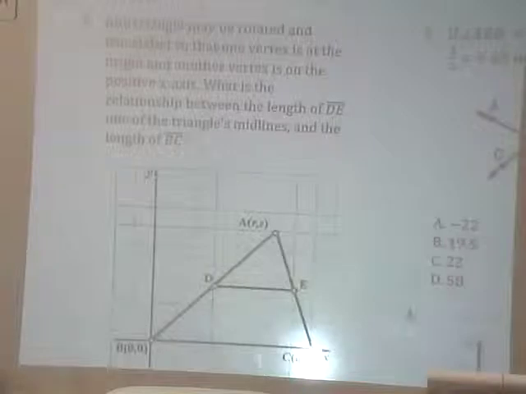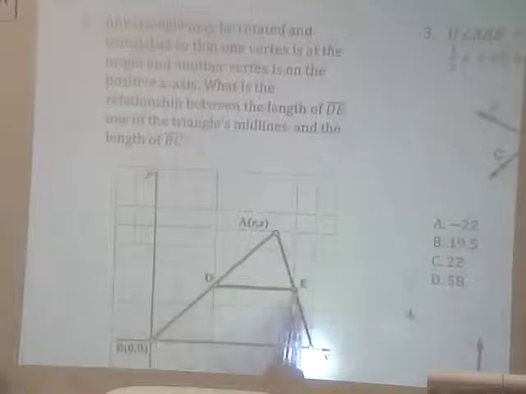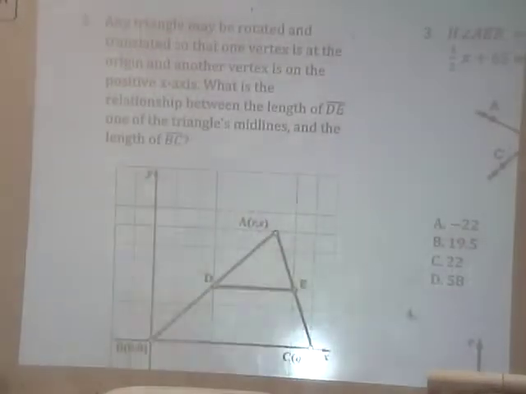Okay, start the geometry review, 2015-2016, number 1. Any triangle. Maybe rotate it and translate it so that one vertex is at the origin, another vertex is on the positive x-axis. What is the relationship between the length of DE, one of the triangle's midlines, and the length of BC?